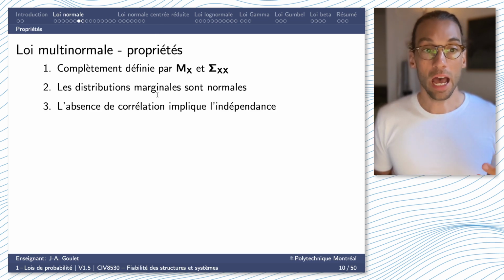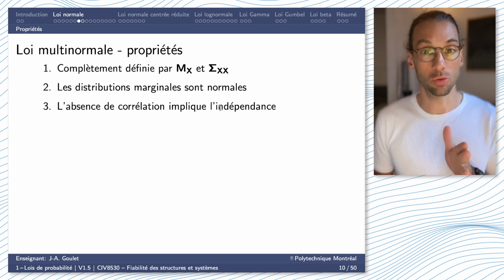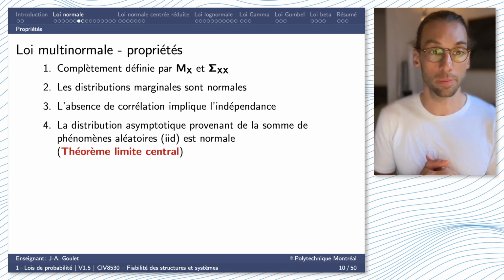So when we don't have any correlation in a Gaussian case, that implies that my random variables are statistically independent. This is not true for all distributions. It is for the Gaussian.